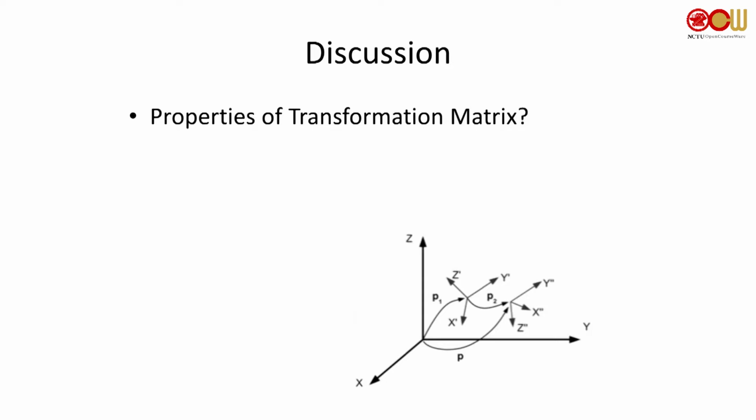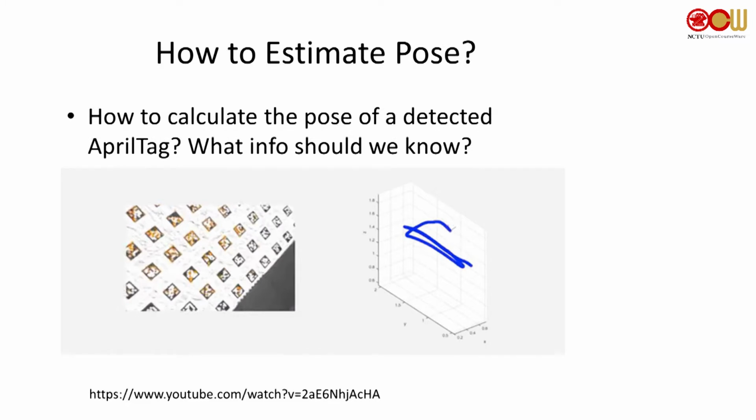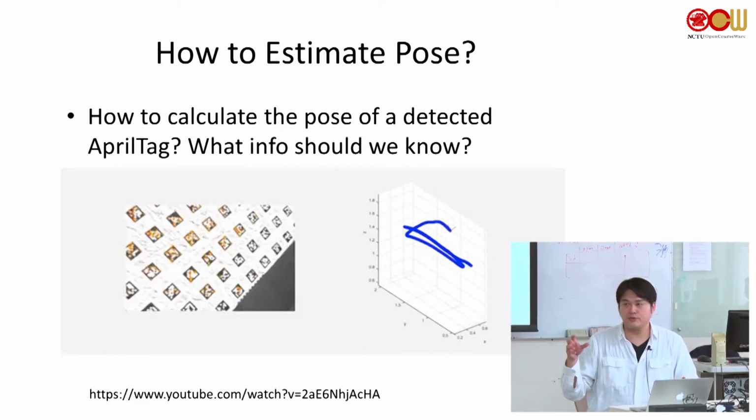So if you learn about forward kinematics, you could do some composition of those transformations, right? And here comes another question: how to calculate the pose of a detected April tag? Suppose you have an April tag and you see it from your camera, and you want to know the relative pose of the April tag. Then what information do you need to know?